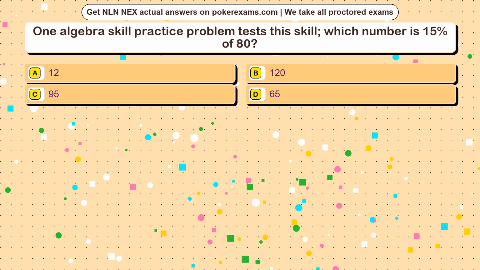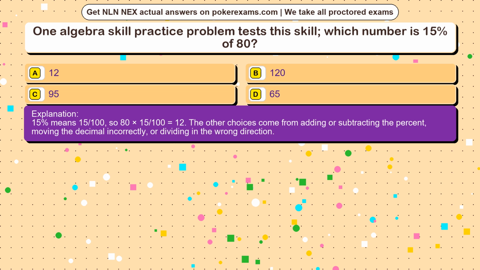The correct answer is option A. 15% means 15/100, so 80 times 15/100 equals 12. The other choices come from adding or subtracting the percent, moving the decimal incorrectly, or dividing in the wrong direction.